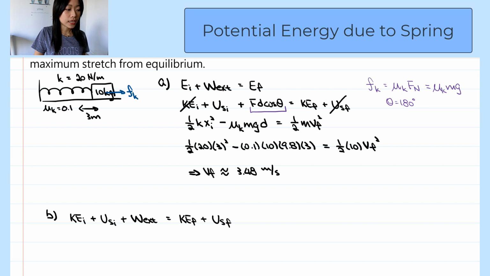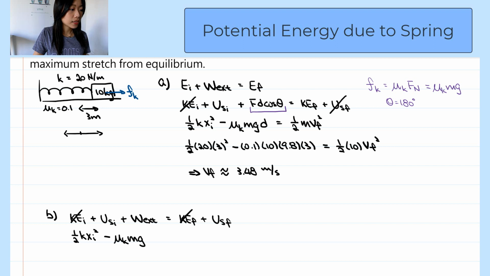Initially, the object is released, so the velocity is 0. At the most left point, the velocity is also 0, so the final kinetic energy is also 0. So we are left with 3 terms. We have the initial potential energy, half times k times the initial distance squared, plus the work done, which is similar to the work done from part A. It's minus coefficient times mg. But now the distance traveled would be from the initial point to the most left point.